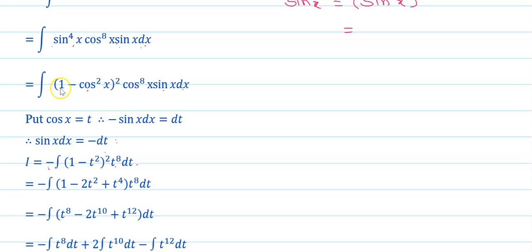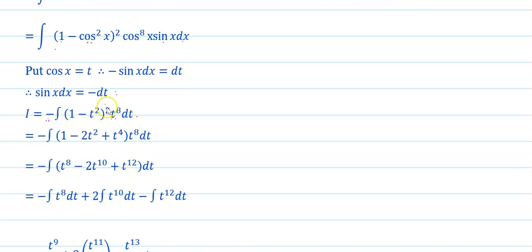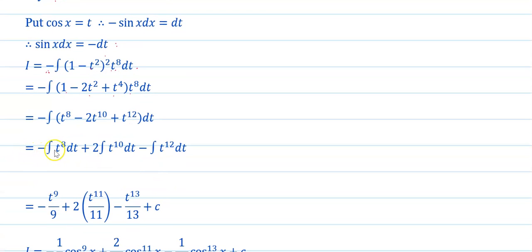See this once again: minus integral 1 minus t square, bracket square, into t raised to 8 into dt. Next, 1 minus t square, bracket square, its expansion is 1 minus 2t square plus t raised to 4, into t raised to 8 into dt. Multiplying all the terms, minus, in bracket, t raised to 8 minus 2 t raised to 10 plus t raised to 12 into dt. That is equal to minus integral t raised to 8 into dt plus 2 into integral t raised to 10 into dt minus integral t raised to 12 into dt.